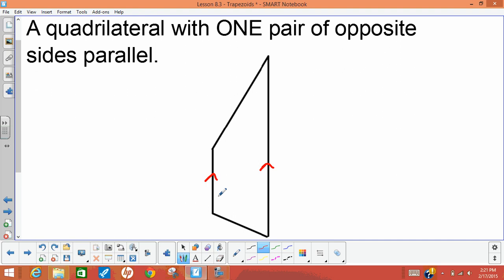And in a trapezoid, the sides that are parallel we call bases. So it's got 2 bases. And the sides that are not parallel are called legs. So each one of those is a leg.